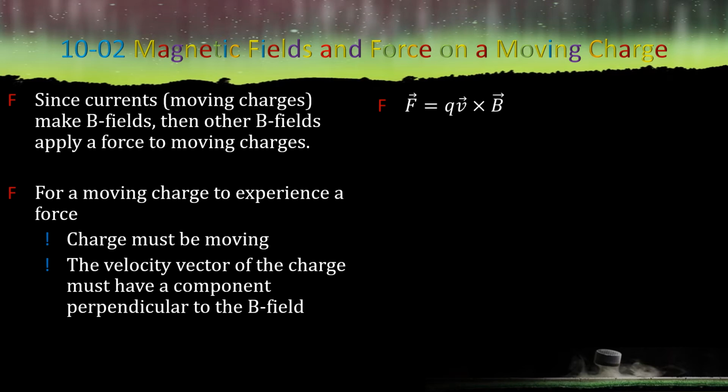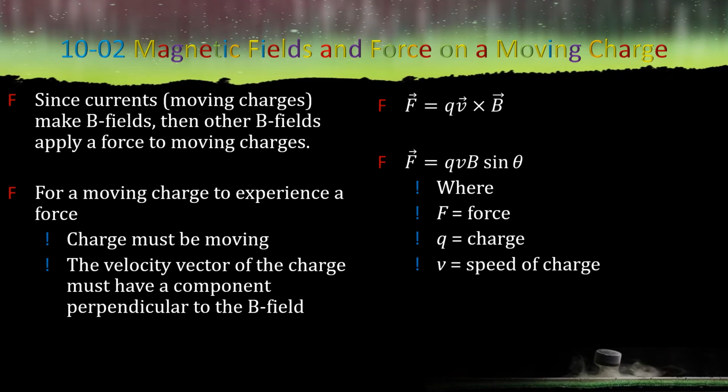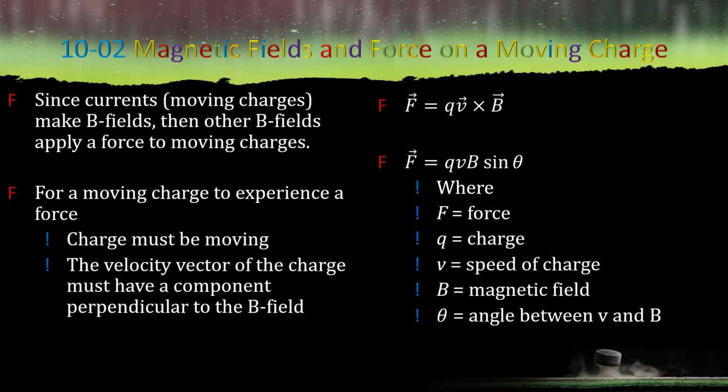So this is the force exerted by a uniform magnetic field on a moving charge. F is equal to q v cross B. B is the magnetic field, v is the velocity of the moving charge, and q is the magnitude of the charge. This gives F equals q v B sine theta, where F is force, q is charge, v is speed of the charge, B is magnetic field, and theta is the angle between velocity and field.